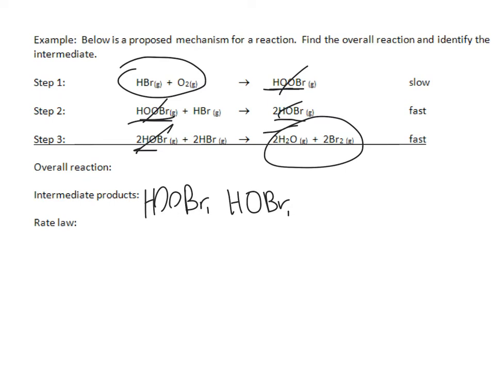So my overall reaction is everything that I'm going to start with, which is 1, 2, 3, 4 HBrs, because I have a total of 4. Actually, maybe I'll write it like this. I might make it a little bit clearer. At first, if I look at step 1, I have HBr plus an O2. From step 2, I still have another HBr left. And in step 3, I then turn around and use 2 HBrs.